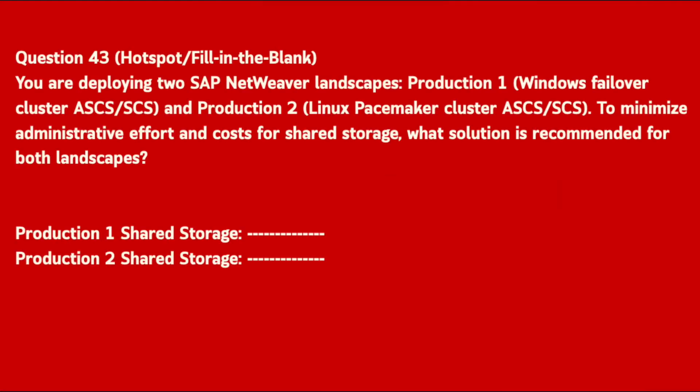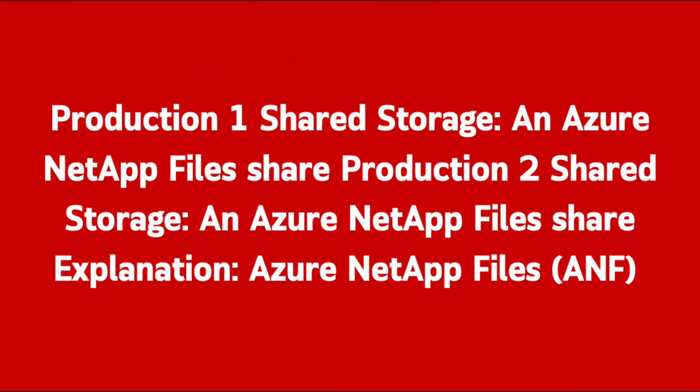You are deploying 2 SAP NetWeaver landscapes, namely Production 1, Windows Failover Cluster ASCS SCS, and Production 2, Linux Pacemaker Cluster ASCS or SCS. To minimize administrative efforts and cost for shared storage, what solution is recommended for both landscapes? Production 1 shared storage dash and Production 2 shared storage dash.